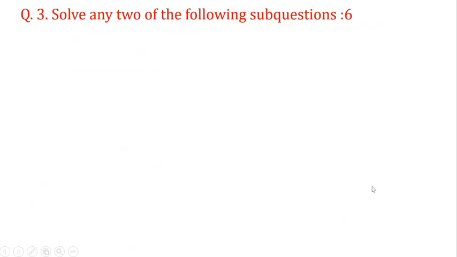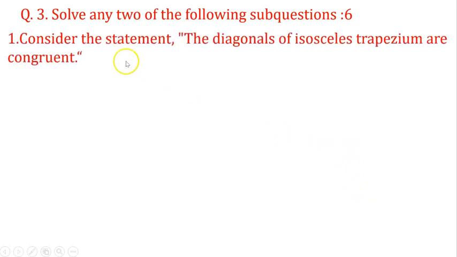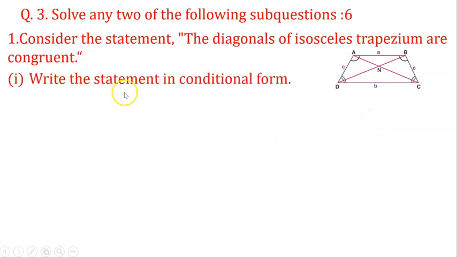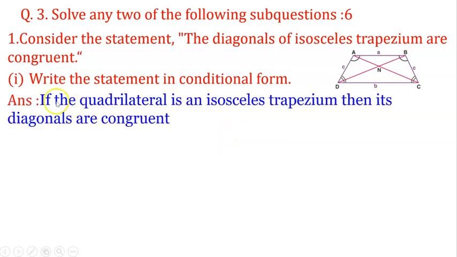Now next question. Question number 3. Solve any two of the following sub questions. It's for 6 marks. First, consider this statement. The diagonals of isosceles trapezium are congruent. See this here, isosceles trapezium. Okay. Now the next, write the statement in conditional form. What is the conditional form? If the quadrilateral is an isosceles trapezium, then its diagonals are congruent. This is in conditional form.